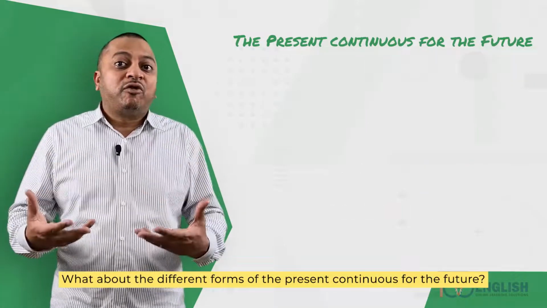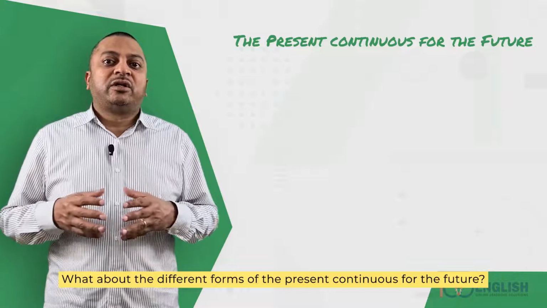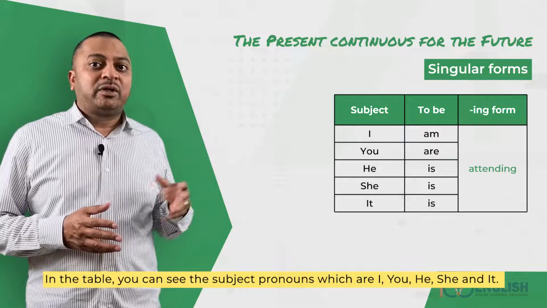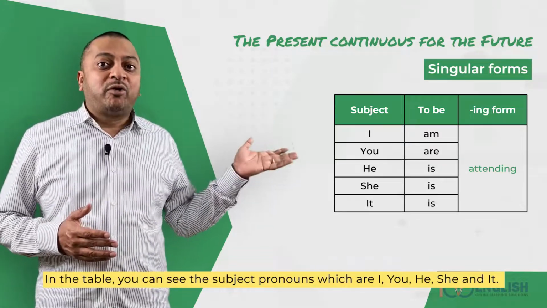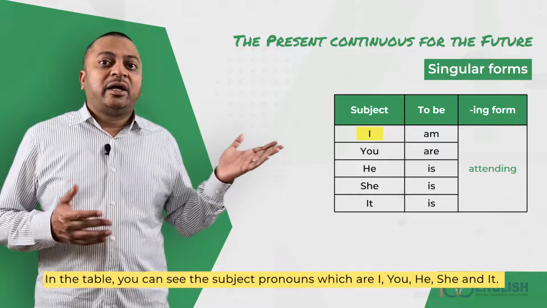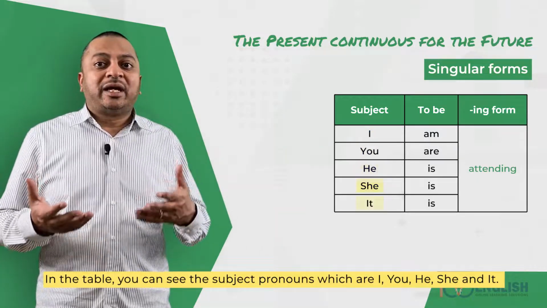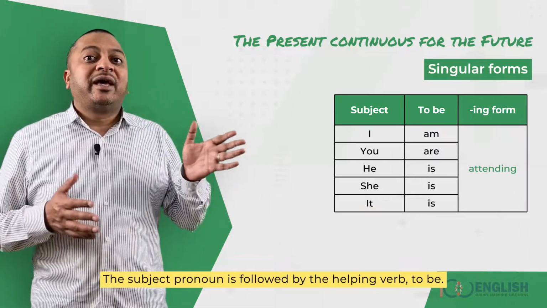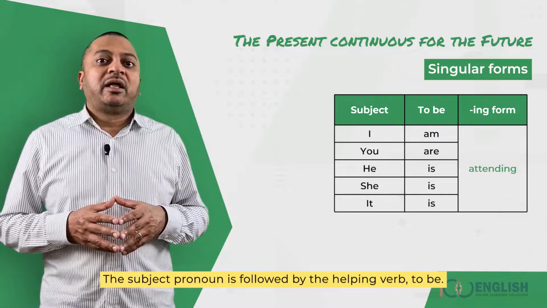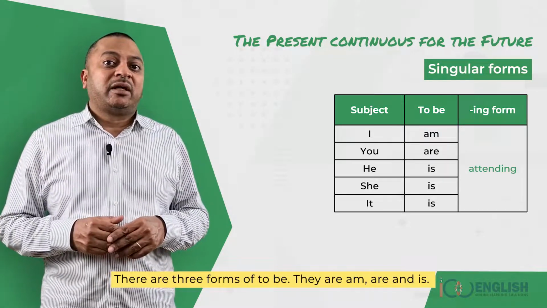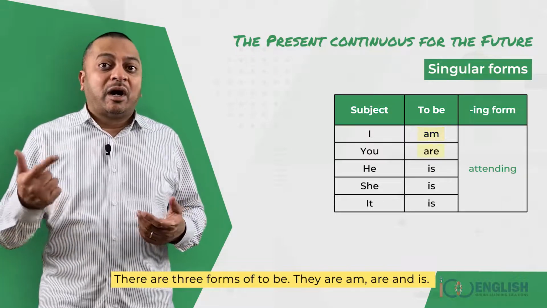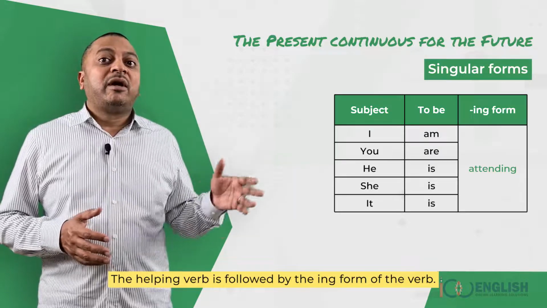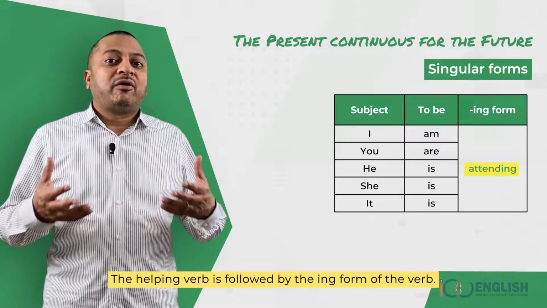What about the different forms of the present continuous for the future? Let's start with the singular forms. In the table, you can see the subject pronouns, which are I, you, he, she, and it. The subject pronoun is followed by the helping verb to be. There are three forms of to be, and they are am, are, and is. The helping verb is followed by the ing form of the verb.